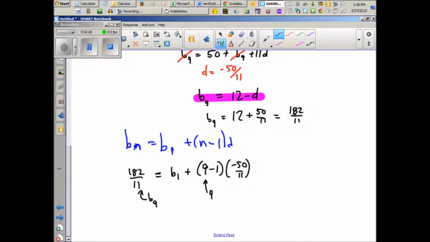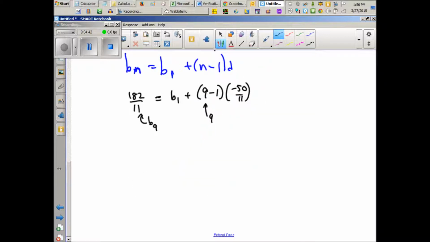Now we just need to solve for B1, and then we'll be done. I realize now I didn't even have to find B9. I could use B10 to solve this part, but that's okay. I don't always have to do it the fastest way, as long as we get through it. So we have 182 over 11 equals my mystery B1 plus 8 times negative 50 over 11, so it's basically negative 400 over 11. If you add that to the other side, you get 582 over 11.